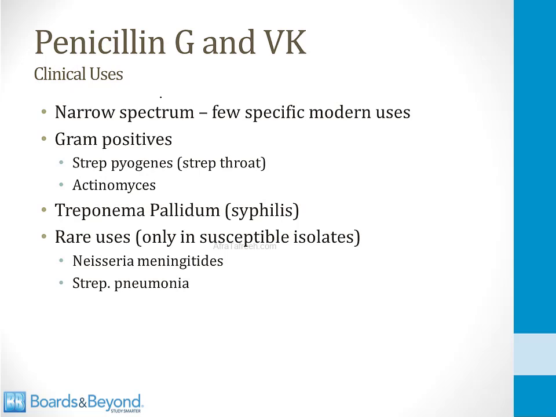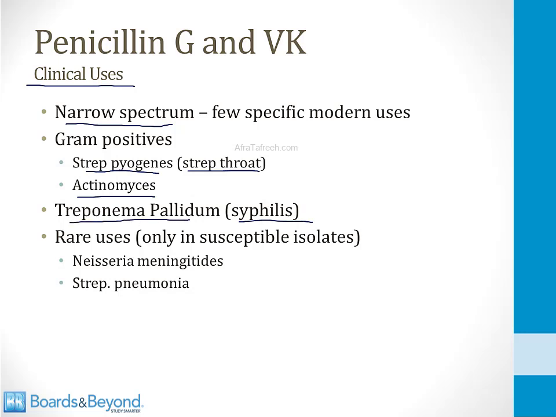Back to our discussion of the natural penicillins, penicillin G and VK, let's talk about the clinical uses of these antibiotics. In general, the natural penicillins have a narrow spectrum, and there are only a few specific modern uses for these drugs. When the natural penicillins were first developed, they had very good activity against gram-positive bacteria. However, over the years, many bacteria have developed resistance. In the modern era, they're still used to treat a couple of gram-positive infections. One of those is strep pyogenes, which causes strep throat. Another one is actinomyces, which is a gram-positive anaerobe found in the mouth. The natural penicillins are the treatment of choice for syphilis, which is caused by the spirochete treponema pallidum.